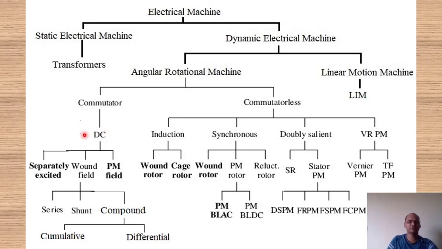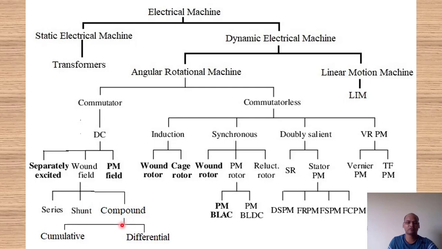Further, DC machines are classified in three broad categories: separately excited DC machine, bound field DC machine, and permanent magnet field DC machine. Bound field machine is also known as self-excited DC machine. Self-excited DC machine is further classified in three main categories: series machine, shunt machine, and compound machine.